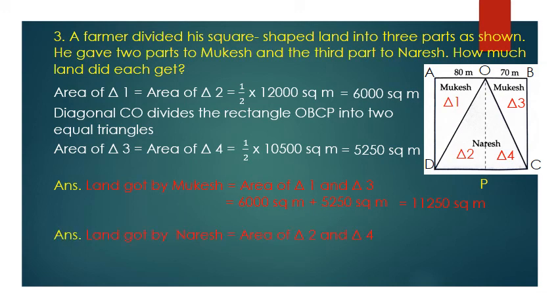Land got by Naresh is equal to the area of triangle 2 and triangle 4. So, 6,000 square meter plus 5,250 square meter, which in turn is equal to 11,250 square meter.